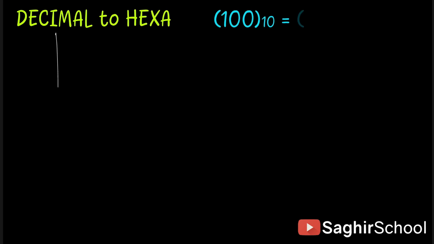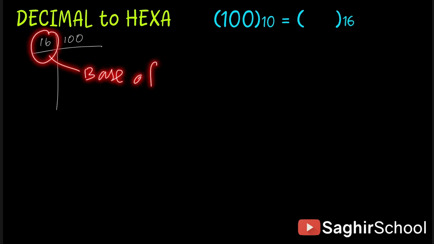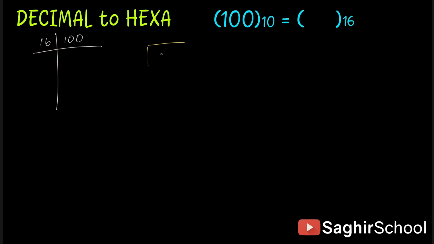In this video we will convert the decimal number 100 to a hexadecimal number. First of all, we will start by dividing 100 by 16 because 16 is the base of hexadecimal. So divide 100 by 16.